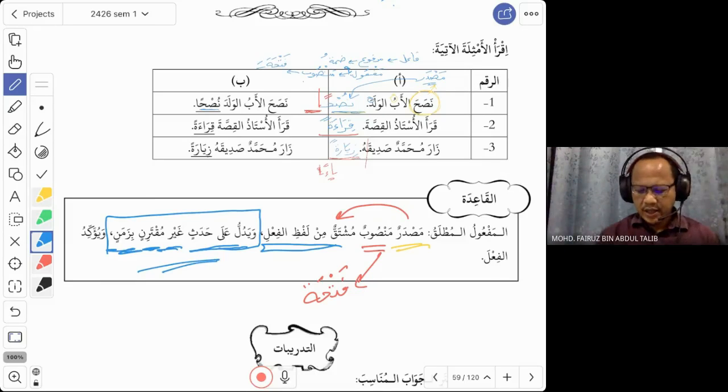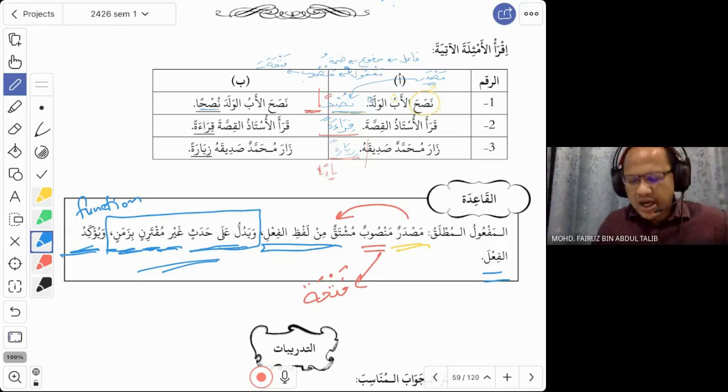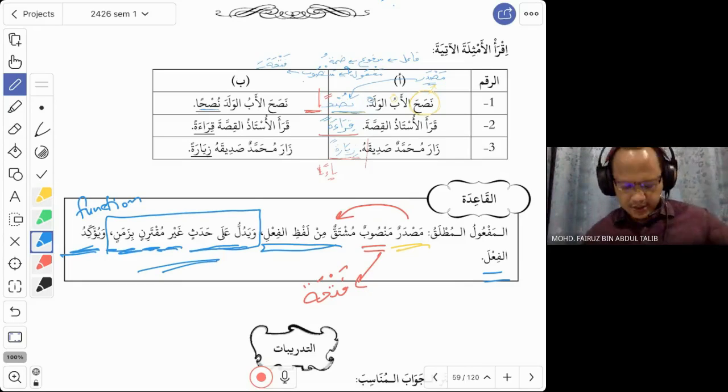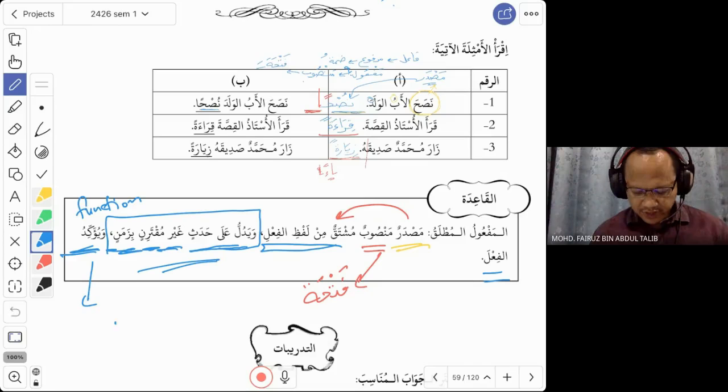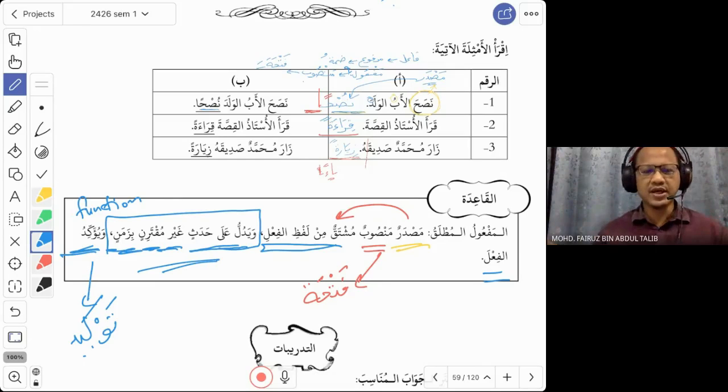Okay, and then this is the function. What is the function of masdar? The function of the masdar here, it says wa yu'akkidu al-fi'l. Yu'akkid, or sometimes we call it tawkid. Tawkid or yu'akkid, this is to emphasize. This is to say that truly he has done that.